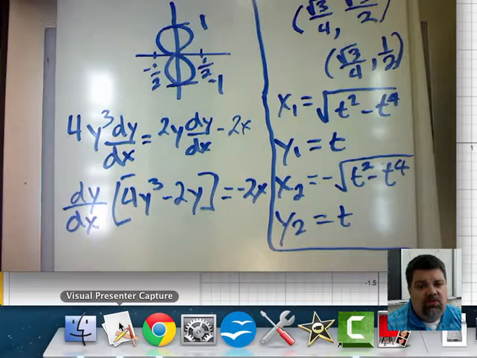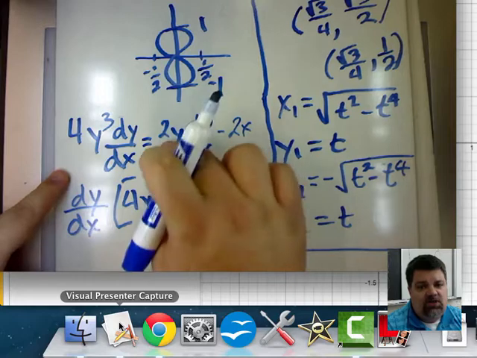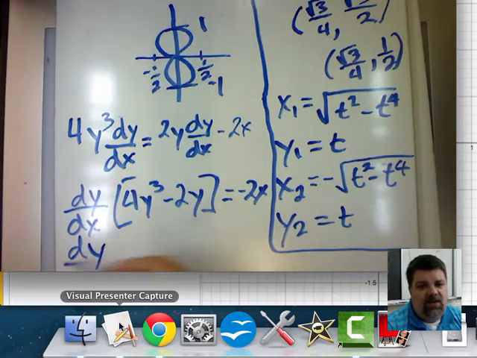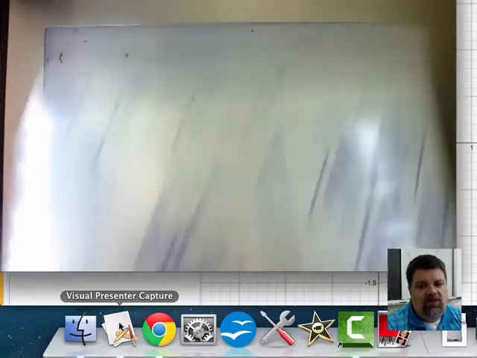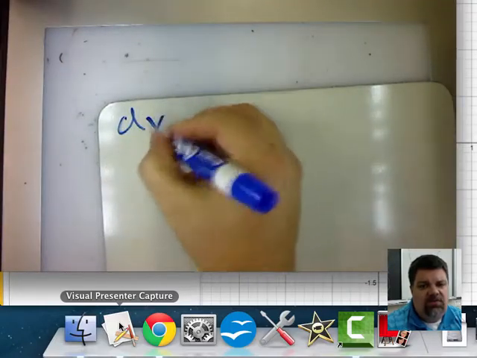And so now what I'm going to do is take every term that has a dy/dx in it and put it on one side of the equal sign, factor out the dy/dx, and then divide both sides by 4y cubed minus 2y. And so then I get the derivative.